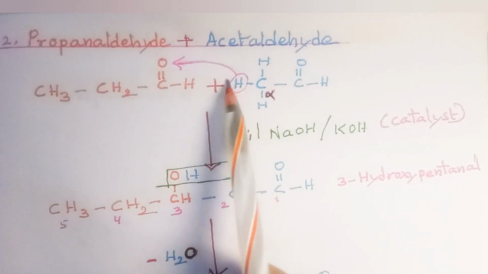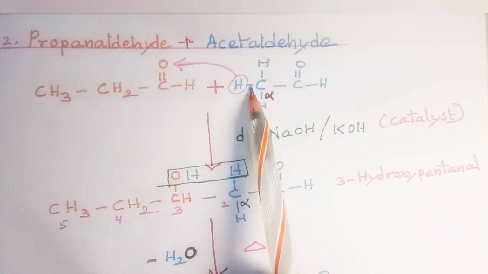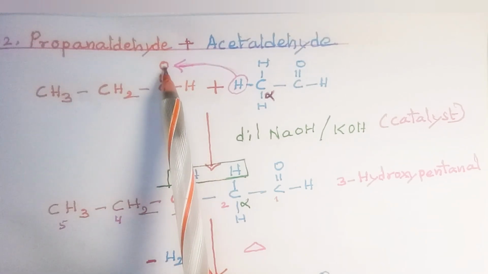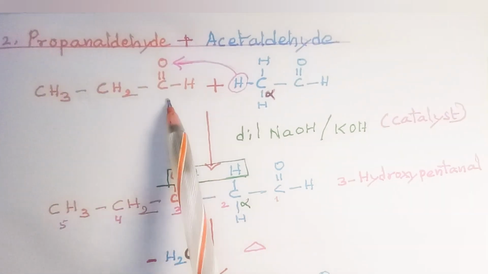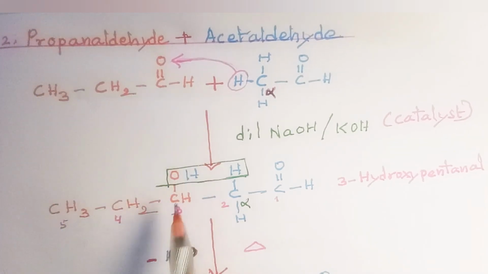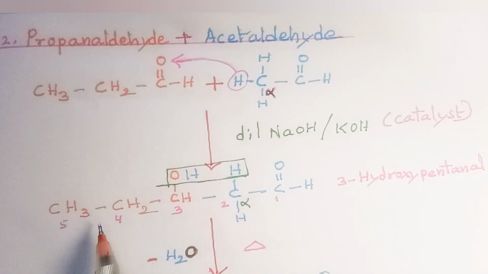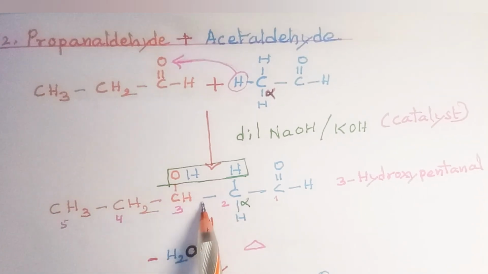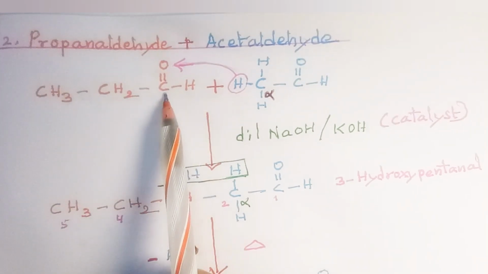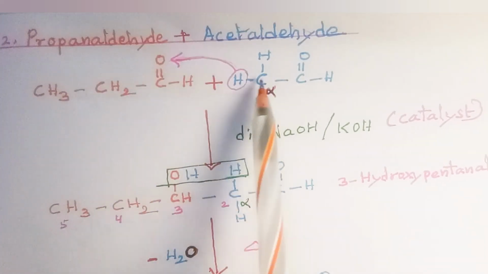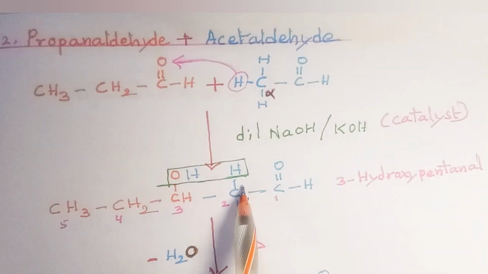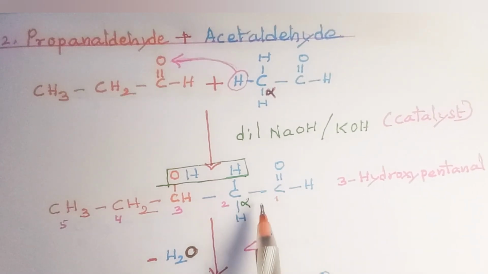Now one of the alpha hydrogens, preferably this one, is joined to the oxygen atom of the propanaldehyde. We get OH here. So this will be CH3, CH2, CH, OH, and a new bond is formed between the carbonyl carbon of the propanaldehyde and the alpha carbon of the acetaldehyde. So we get CH2, C double bond O, H.